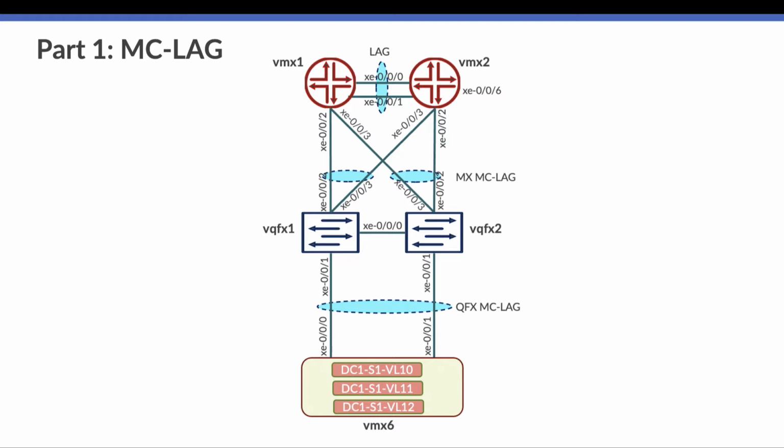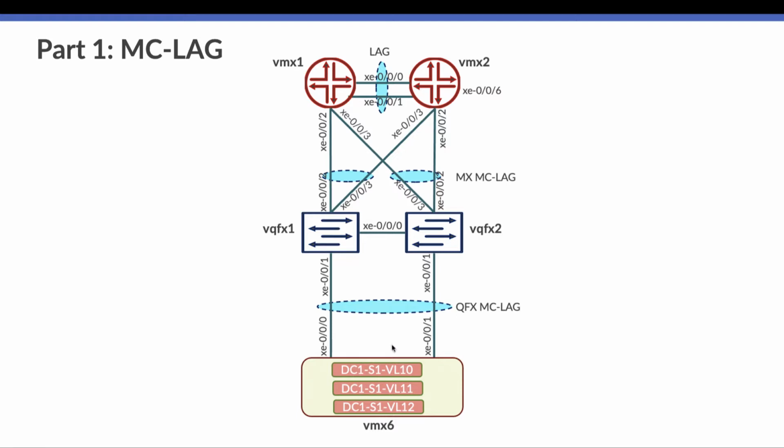The MC lag between the two MX nodes: here we have MX1 and MX2 with an MC lag towards QFX1 and another MC lag towards QFX2. Then in the MX back-to-back links we have a normal lag. This normal lag will be used to establish the ICCP and it will be used for the ICL link. Between QFX1 and QFX2 we have a back-to-back link that will be used for the same purpose of creating the ICL and establishing ICCP.